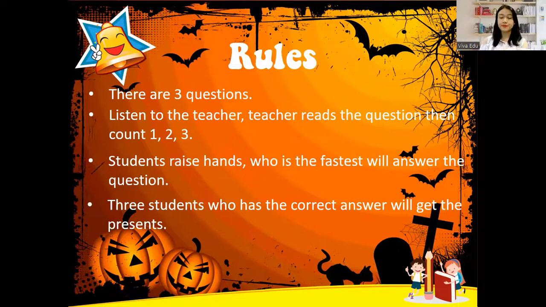And if a student raises their hand and cannot give the correct answer, you will give another chance to another student. And if no one in the whole class can give the correct answer, you can give out the answer, and for that question there will be no winner.